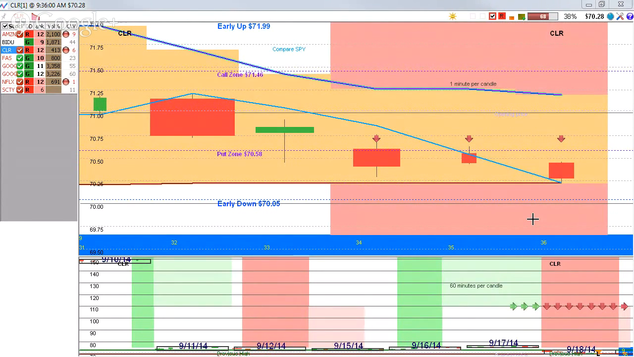Okay. So here we go. So here we are. I'm kind of liking CLR. It's looking in a pretty good position. It's got good volume. If it's got big volume, the candles are wide, and there's features that tell you that.